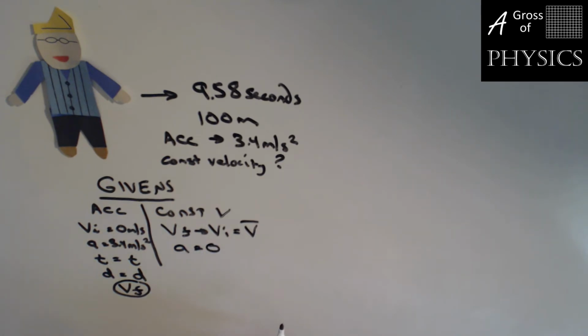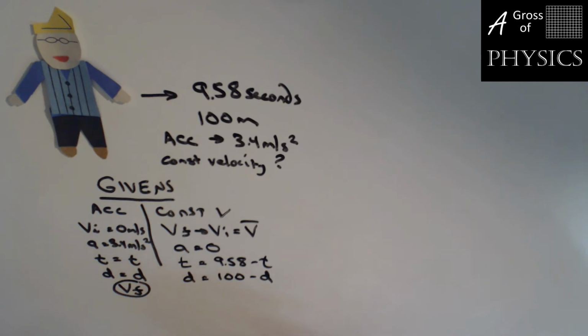Now, this is where the d and the t come in handy. The t is going to be 9.58 minus whatever the time was for the accelerated part. So I'm going to write it as 9.58 minus t. The d is going to be whatever section of the 100 meters he took minus the d from the first part. So I'm just going to call it 100 minus d. Now that concludes the setup for the problem.